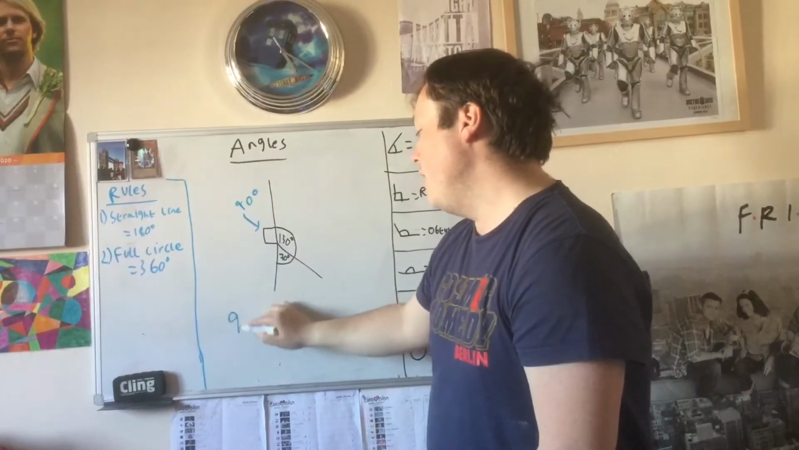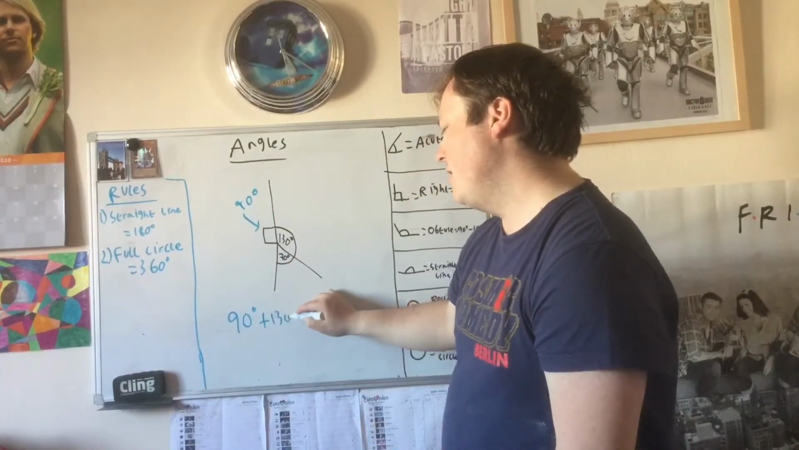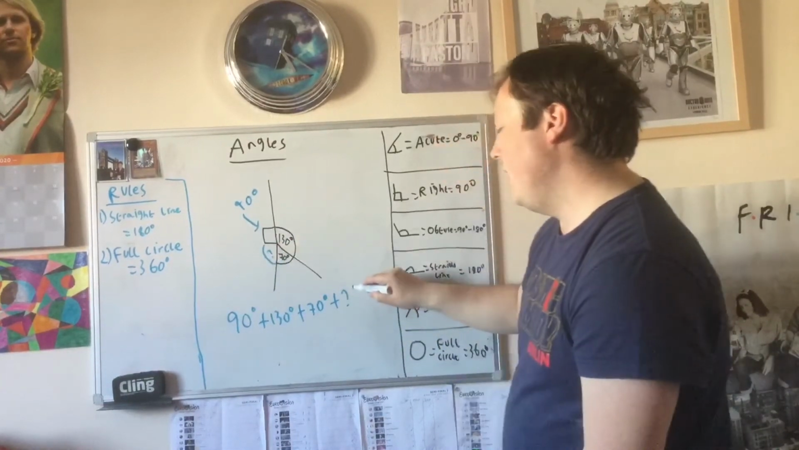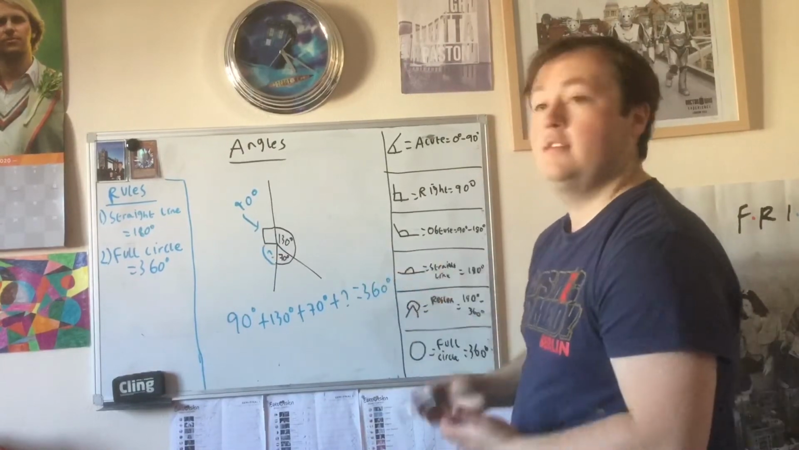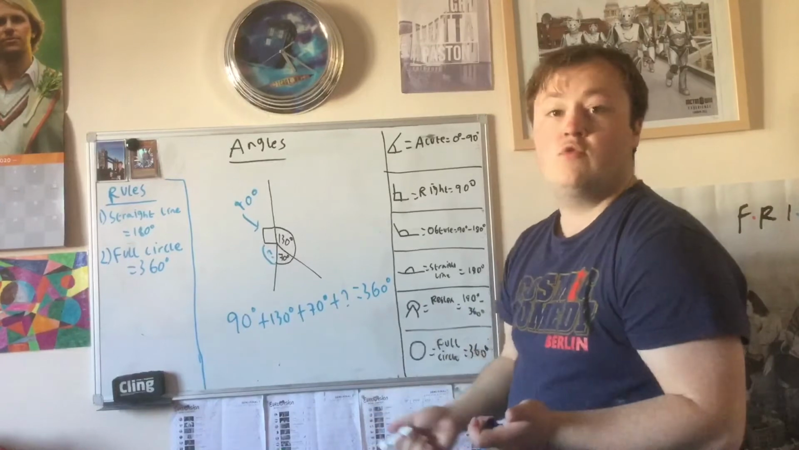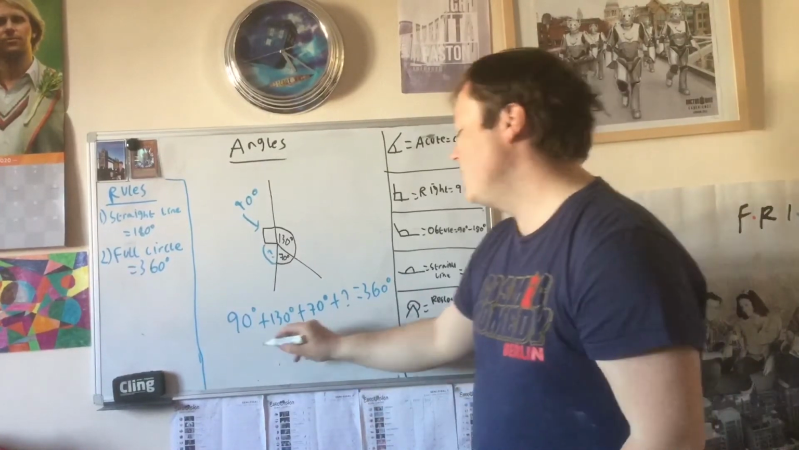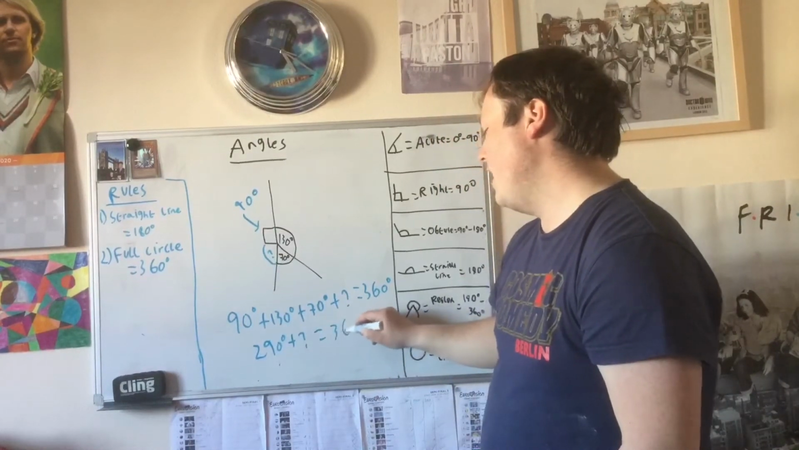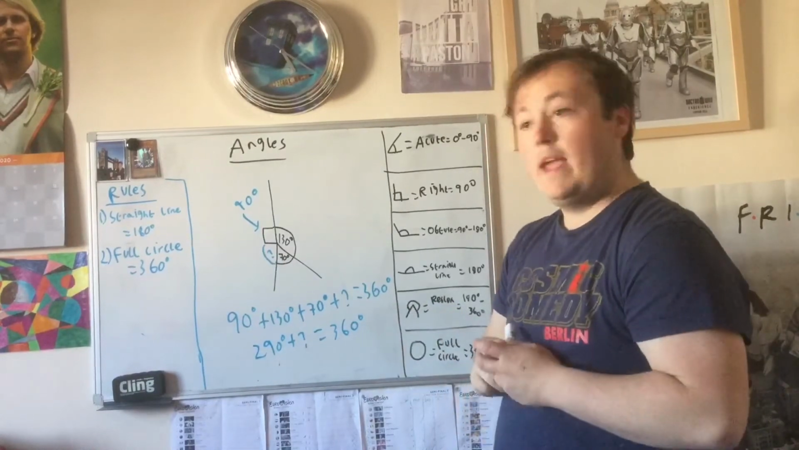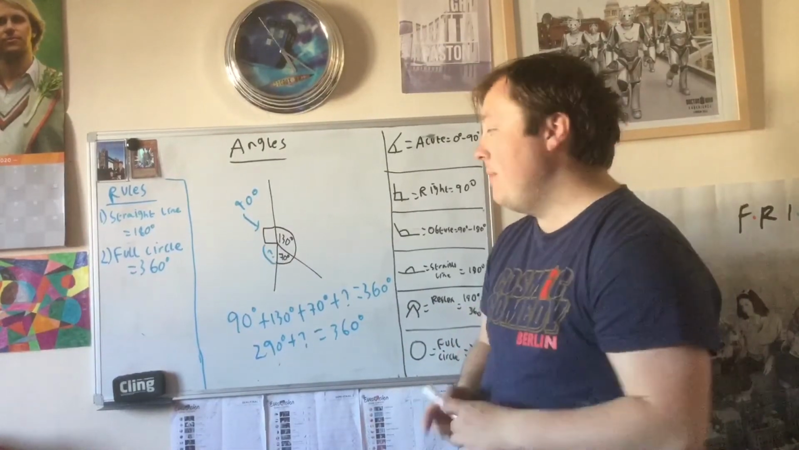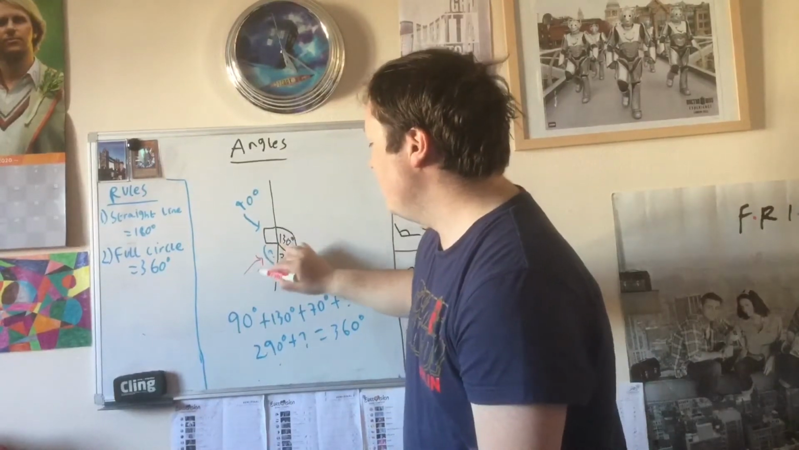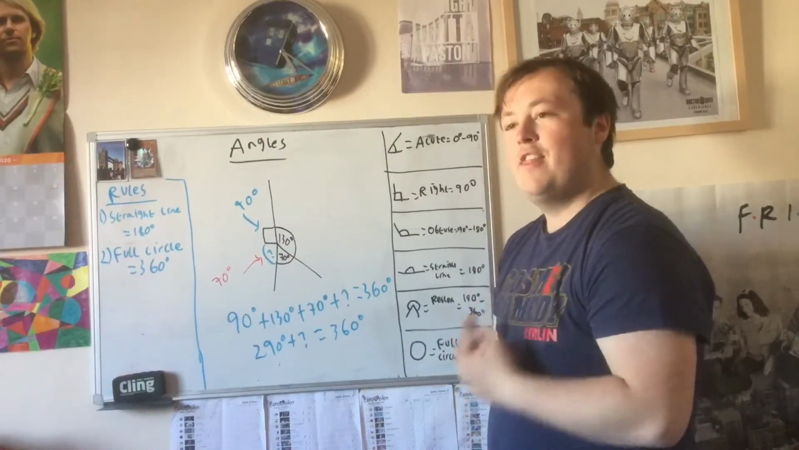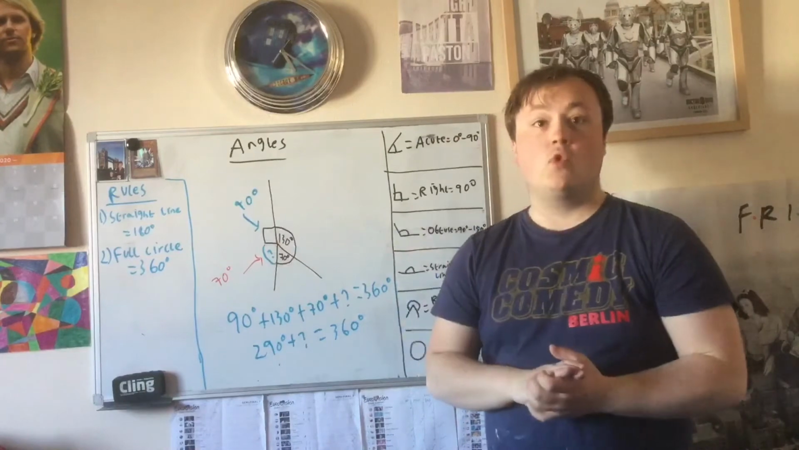So, we know that 90 plus 130 plus 70 plus our missing angle will equal 360 degrees. So let's tidy that up. What's 90 add 130? 220, add 70, that's 290 degrees plus our missing angle will equal 360 degrees. What do we add to 290 to get 360? That will be our missing angle, which in this case is 70 degrees. And that is how we use this angle rule to solve that problem.